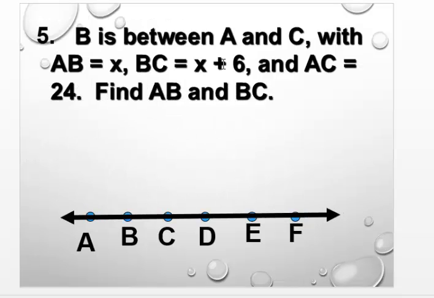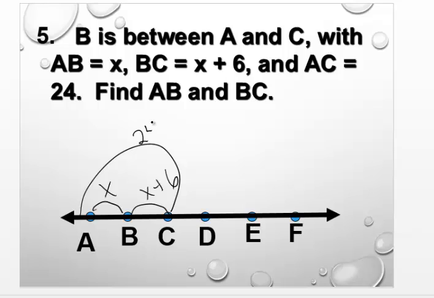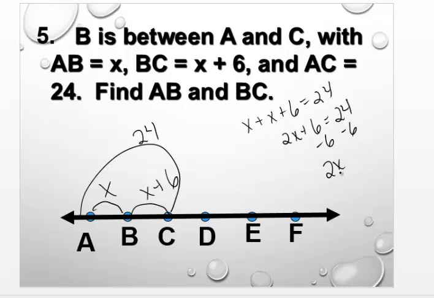This tells me that B is between A and C, and it tells me that AB is X and BC is X plus 6, and it tells me that AC is 24. So there's my umbrella. That's a fat umbrella, but it is an umbrella. I can find both of those lengths by adding my two small ones together, which equals my large one. When I do that, and I solve for X, I end up getting X is 9.